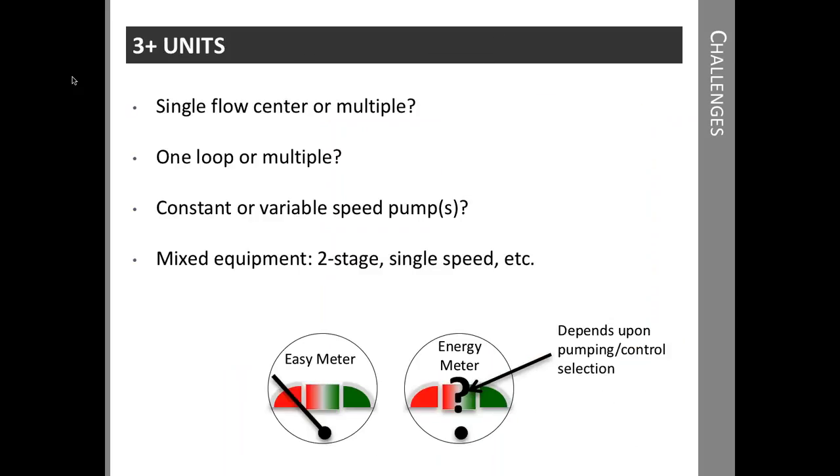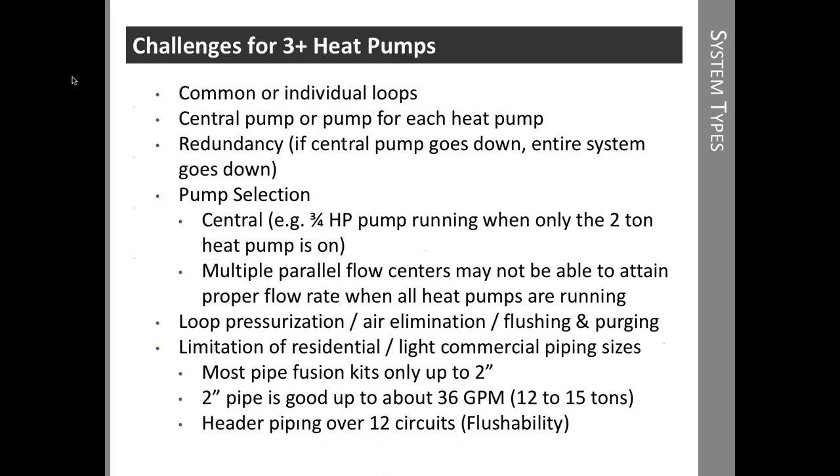When we get into 3 or more heat pumps, things become a little trickier. It's not nearly as easy, and efficiency depends upon your choices. So are we going to choose a single flow center, multiple flow centers, 1 common loop for all of the heat pumps, or multiple loops? Will it be constant or variable speed pumps? Will we have a mix of single and 2-stage heat pumps, and so forth?